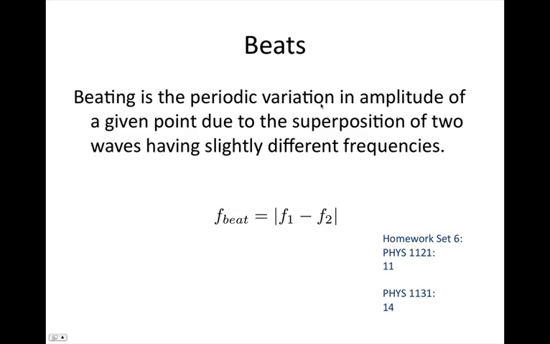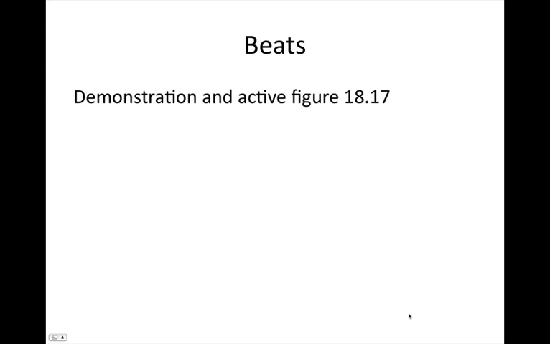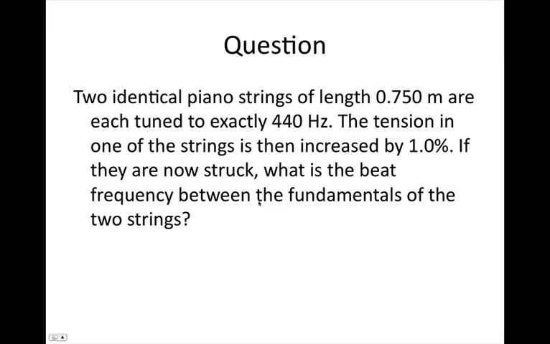So beating is the periodic variation in amplitude at a given point due to the superposition of 2 waves having slightly different frequencies. The beat frequency is given by the difference in these frequencies. We've got the absolute value signs because it really doesn't matter which one we label as f1 and which one we label as f2. So to practice using this, try homework set 6 for Phys 1121 question 11 and for Phys 1131 question 14. Okay, and finally some questions to do.